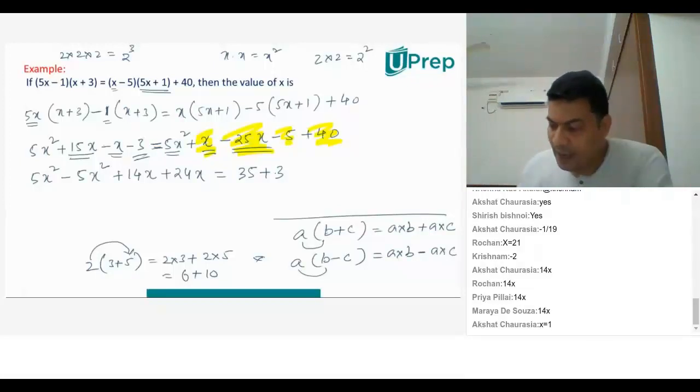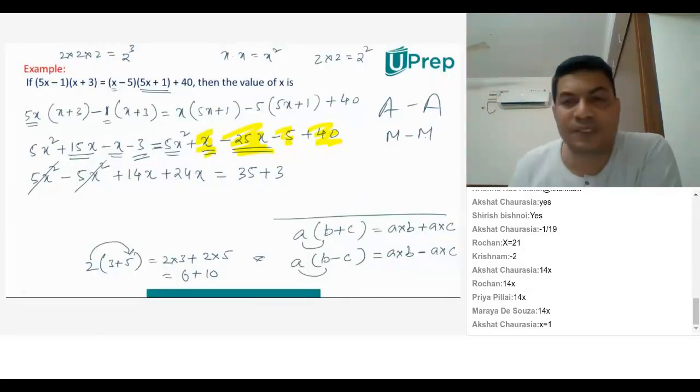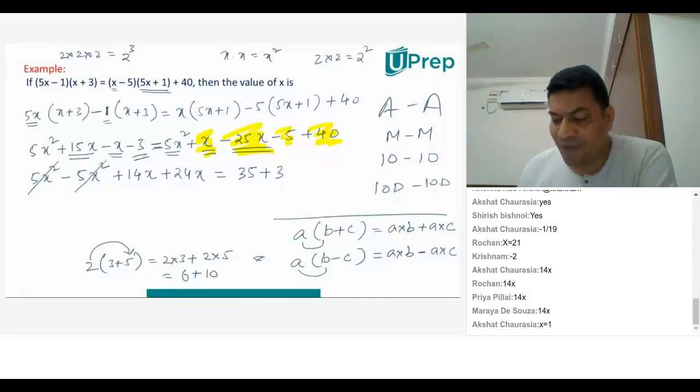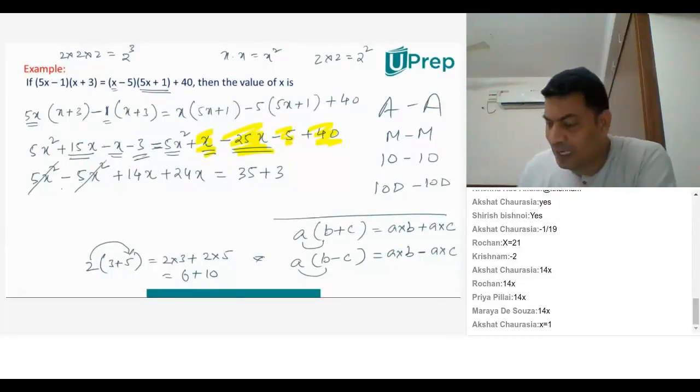So you can see, now I can say this 5x square and minus 5x square get cancelled. It's like apple minus apple is always 0. Monkey minus monkey will always be 0. 10 rupees minus 10 rupees is always 0. 10 donkeys minus 10 donkeys is always 0. So you have 5x square minus 5x square, that should be cancelled because the value of that will be 0. So now what is left with you?